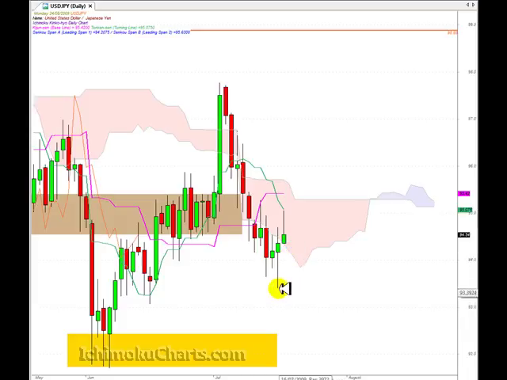and we will have an area of support down here at roughly 93.40, and then down here at 93 where we had these two swing lows. And then we have a very strong area of support down here where there was very strong upside price rejection from the 92 level.